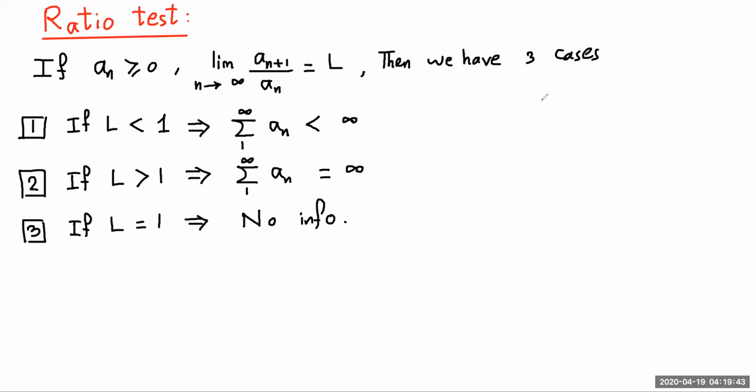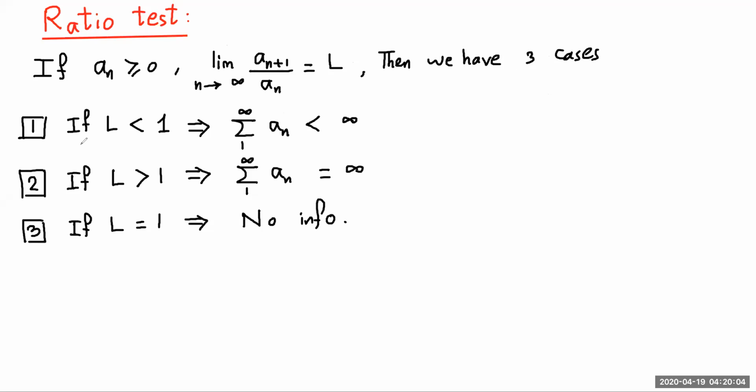Ratio test for positive series. Let's suppose that we have a positive series sigma an, and let's suppose that the limit of an plus 1 over an is a real number L. Then we have three cases.